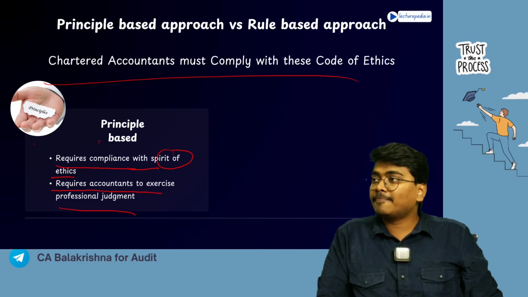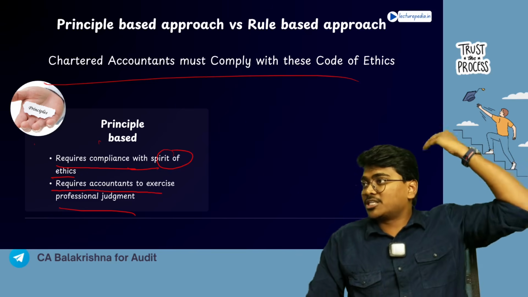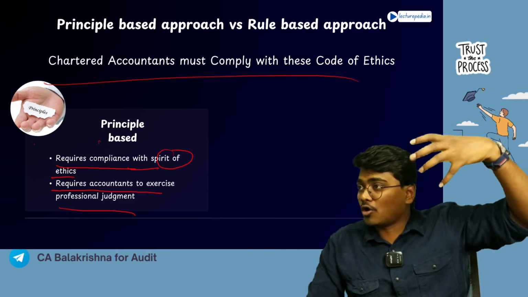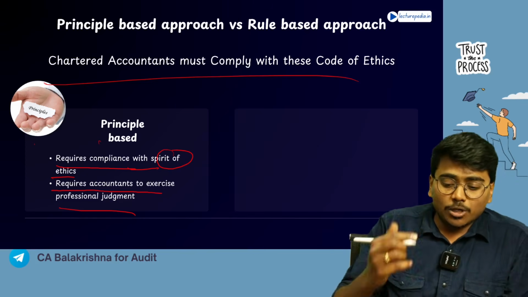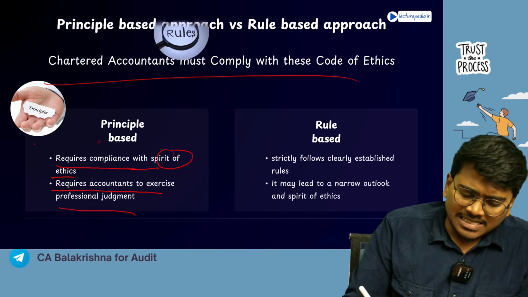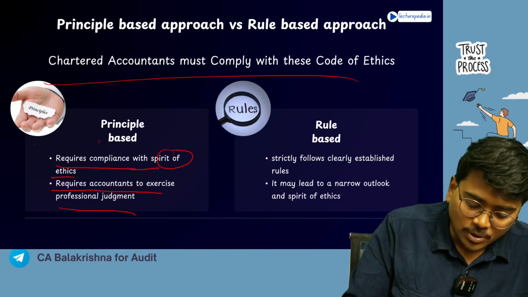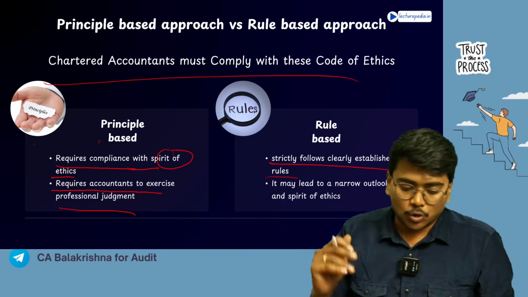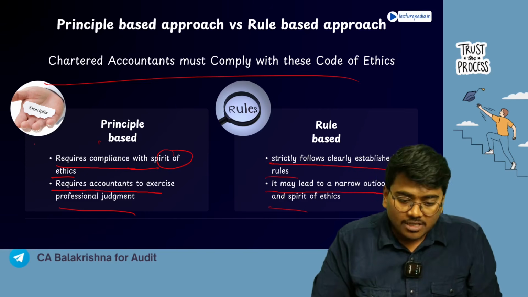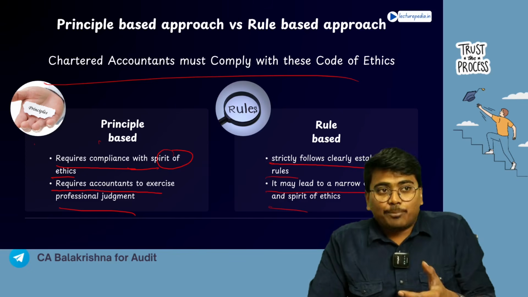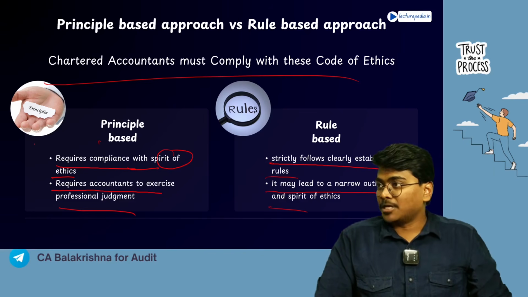What is meant by judgment? You will take judgment based on your experience, your knowledge, right? Based on all those aspects, the judgment will depend. Next, rule based approach. In case of rule based approach, you will strictly follow the rule. Got it? You have to strictly follow clearly established rules. It may lead to a narrow outlook and spirit of ethics. In case of rule based approach, you need not apply your professional judgment. You will just follow whatever the rule is saying. Got it?